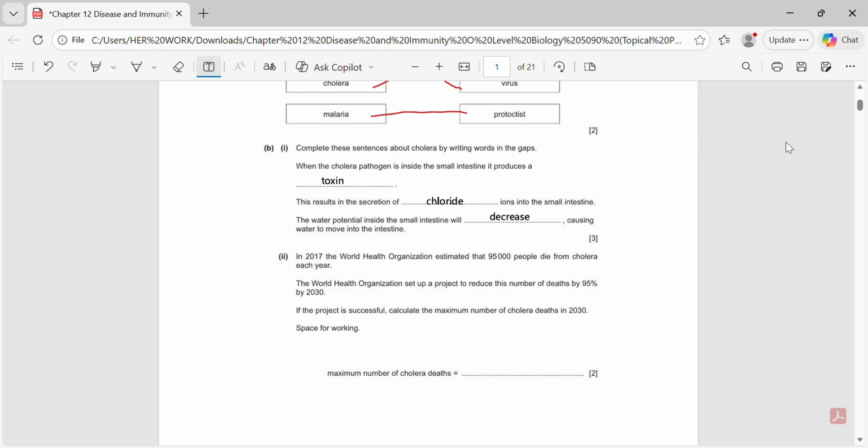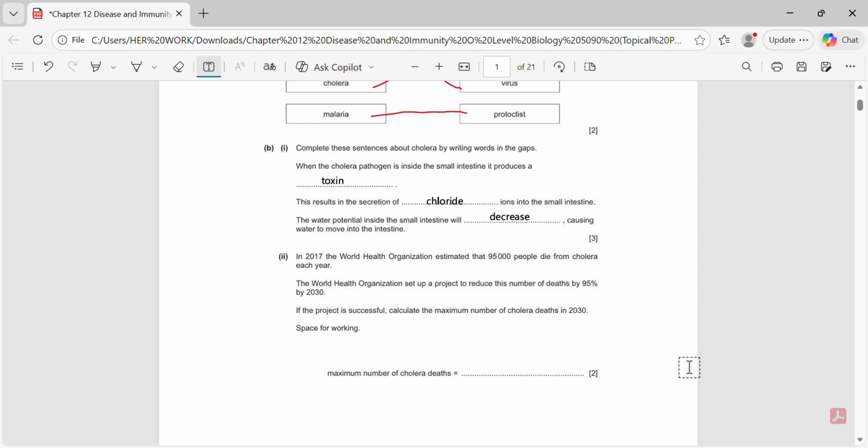Now let's move on to the next question. This one is a calculation-based question. It says, in 2017, the World Health Organization estimated that 95,000 people die from cholera each year. The World Health Organization set up a project to reduce this number of deaths by 95% by the year 2030. It asks, if the project is successful, calculate the maximum number of cholera deaths in 2030. Now, first we need to understand what the question is asking. If deaths are reduced by 95%, that means only 5% of the original number will remain.